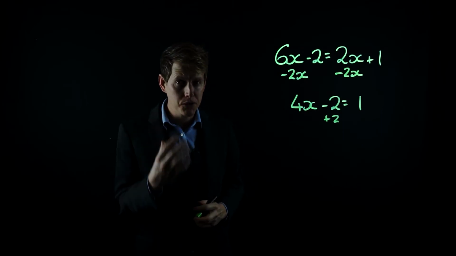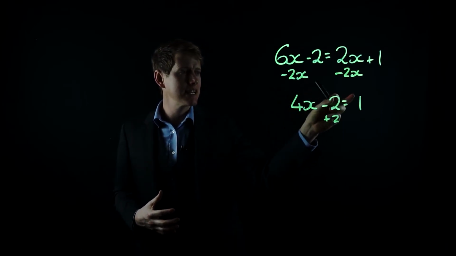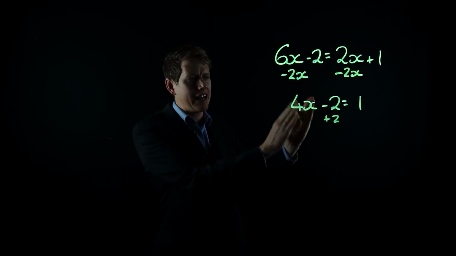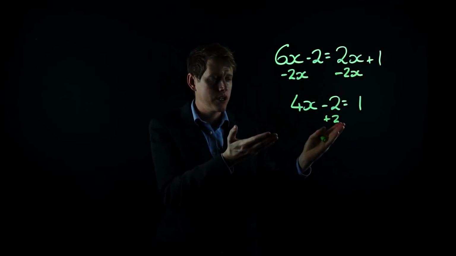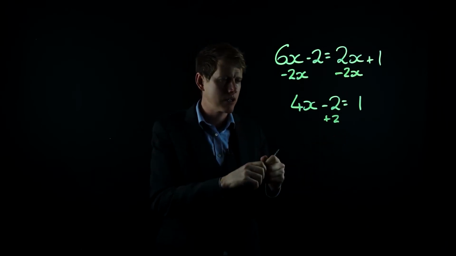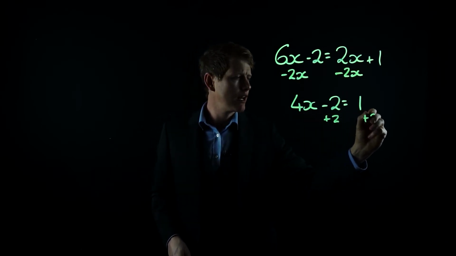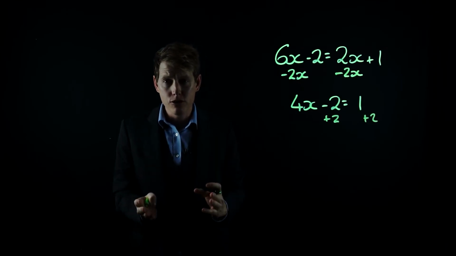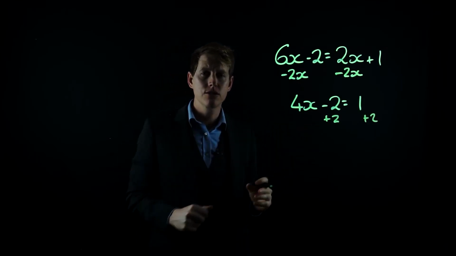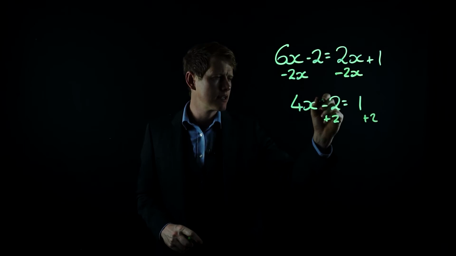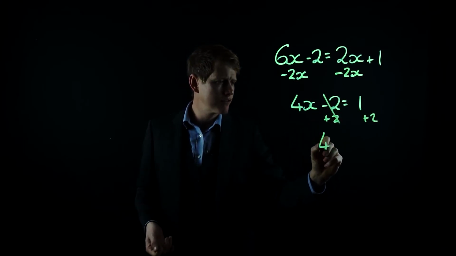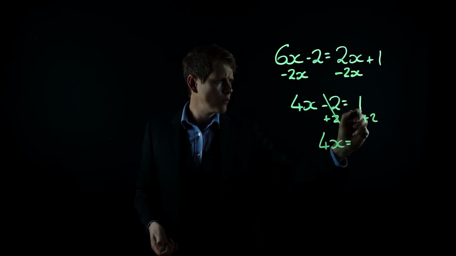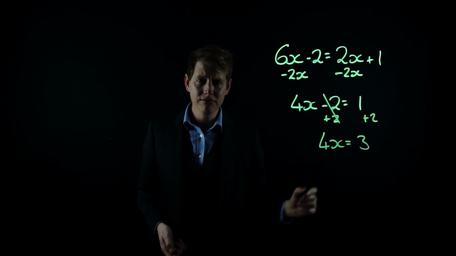The reason that we're doing that is because it's an equation. This is the same as this. So if I add an extra 2 onto this side, all of a sudden my equation isn't balanced anymore. So I need to make sure that if I add to one side, I add to the other side. Whatever I do to one side of the equation, I must do to the other side. That's how we keep it balanced. Minus 2 plus 2 is 0. That leaves us with 4x equals 1 plus 2 is 3.